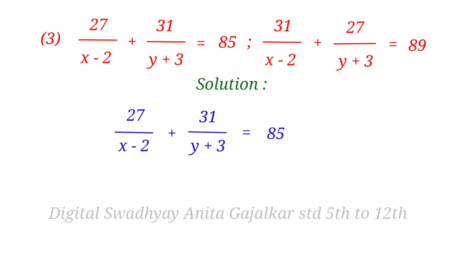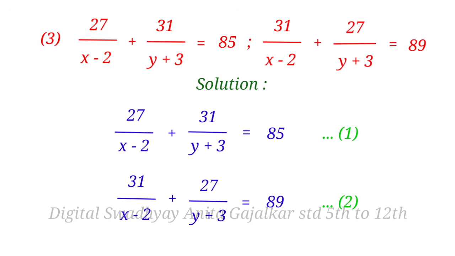Solution: 27 by x minus 2 plus 31 by y plus 3 equal to 85, equation number 1. 31 by x minus 2 plus 27 by y plus 3 equal to 89, equation number 2.